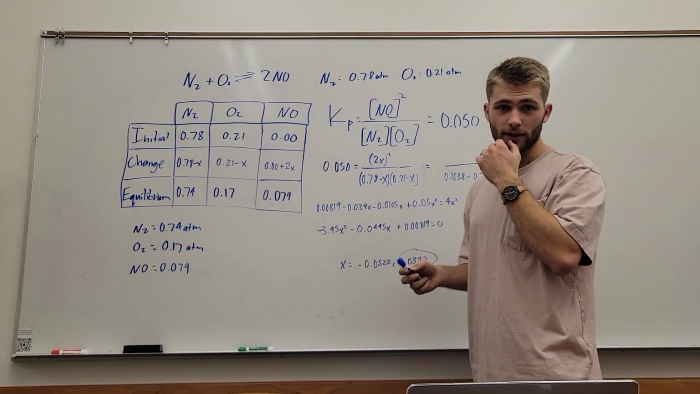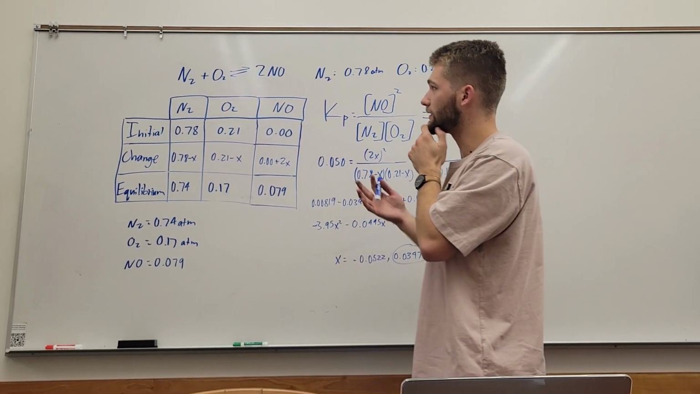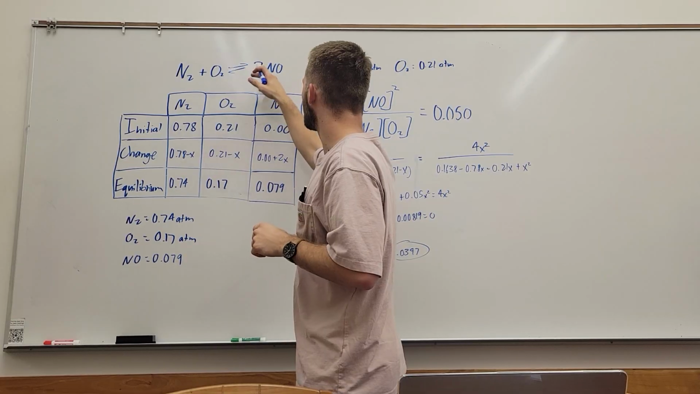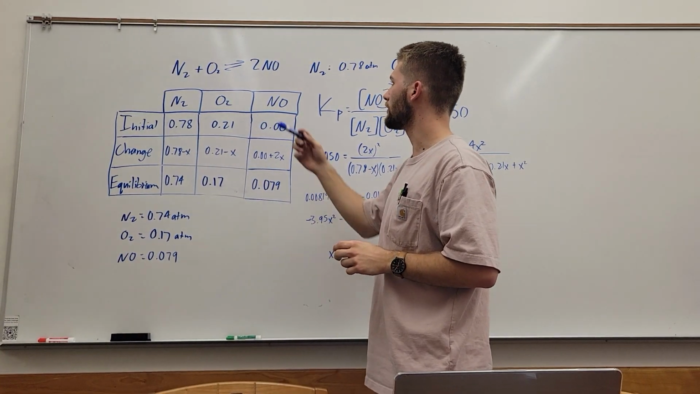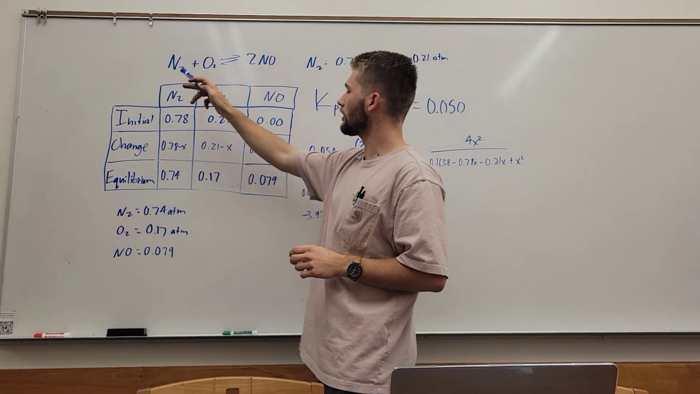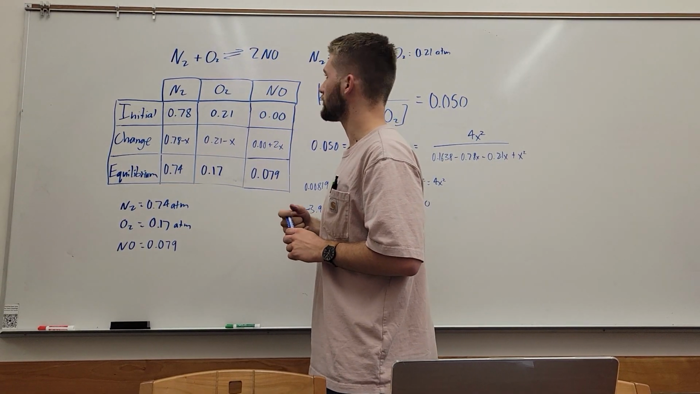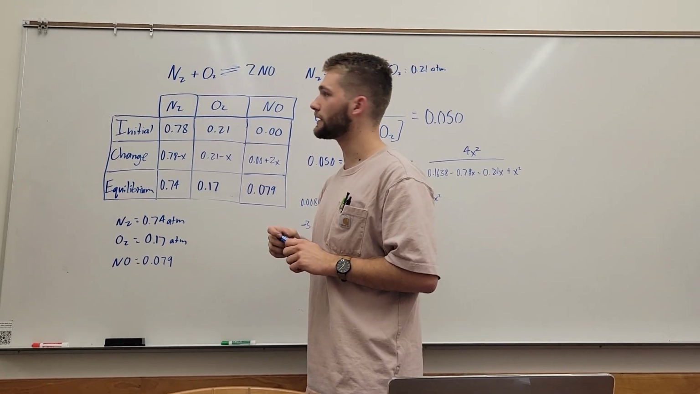So first off, the question gives us nitrogen gas and oxygen gas, which we know is N2 and O2, reacting to form nitrogen monoxide. So I just wrote a balanced equation. These are present in the atmosphere in this form, so we're going to have two nitrogen monoxide on the other side of the equation to balance it out.